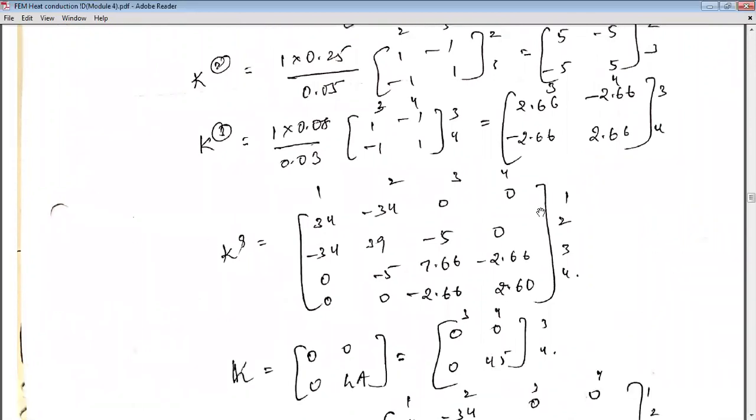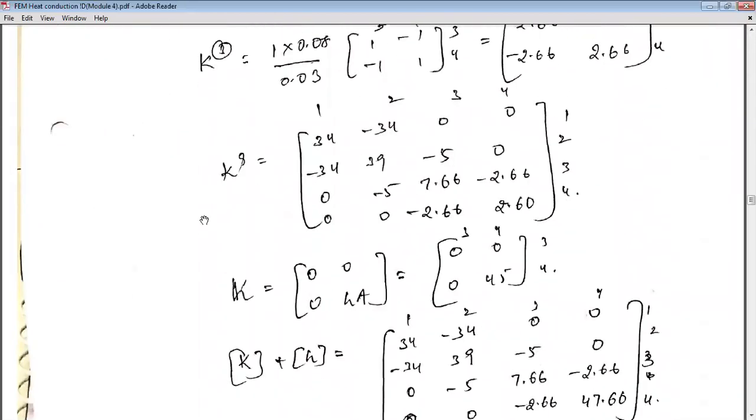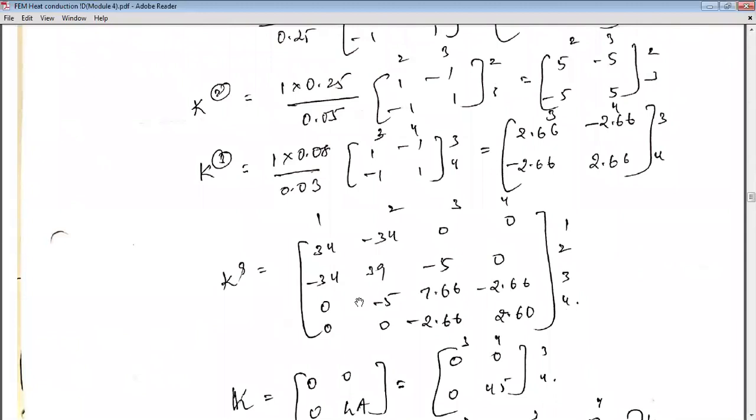K global: write a 4 cross 4 matrix. How many nodes are there? Observe 1, 2, 3, 4. 4 nodes, each node with 1 degree of freedom. The size of the matrix is n cross n, 4 cross 4. Number of nodes is 4. Number of degrees of freedom per node is 1. The degree of freedom here is temperature, not displacement. So 4 cross 4. Write the empty 4 cross 4 matrix.